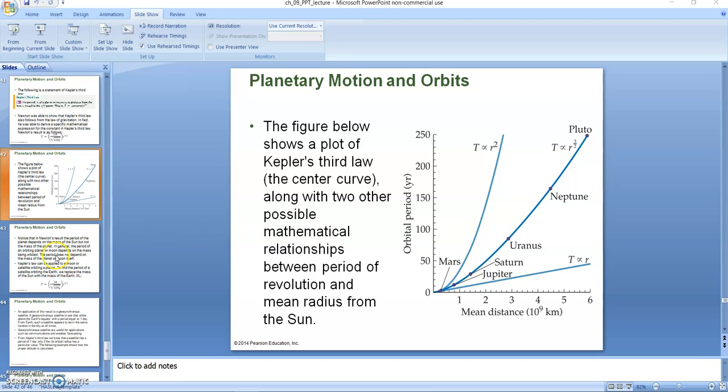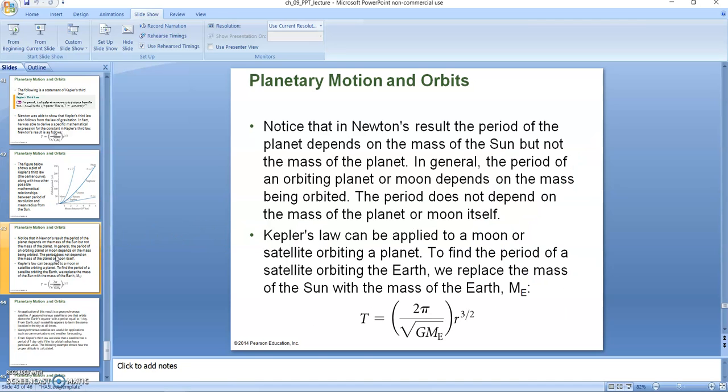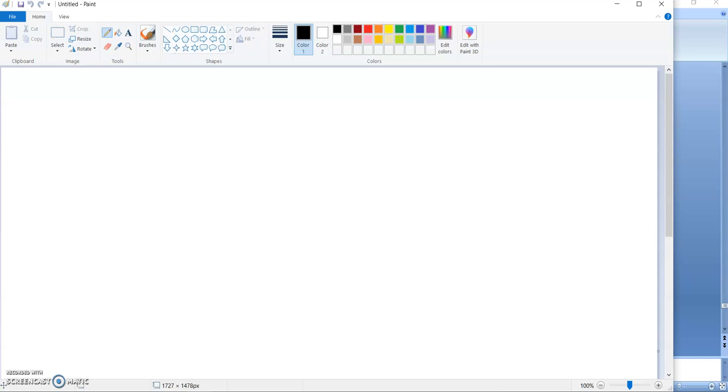On the PowerPoint, when they go to the next slide, they show a modified form of Kepler's law here. I want to show you where that comes from and why. So that means we're going to go to my whiteboard here and do some math. Remember, again, Kepler's law, put it over in the corner here. T squared is equal to a constant times radius of orbit cubed.